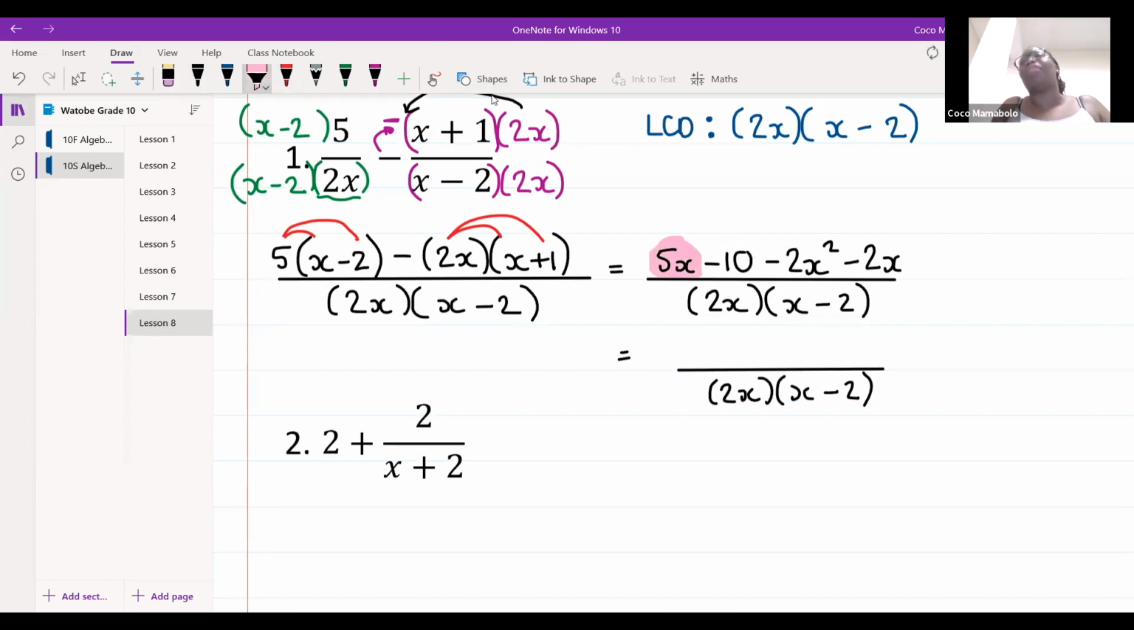I like the idea of family though. It's a very nice one. Like at Watobe, how we're a family. I like it. All right.